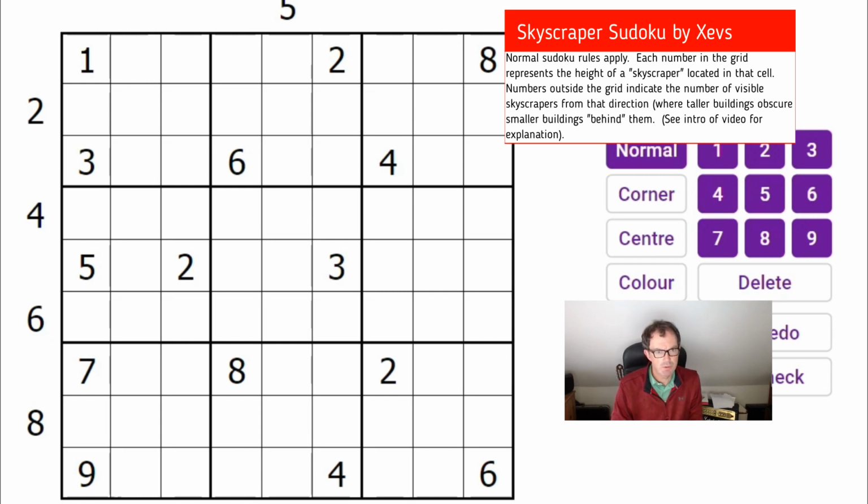Well, today we've got what looks like it could be an interesting puzzle. It's there on the screen, and this is a puzzle called Skyscraper Sudoku. Now, to solve the puzzle, we're going to need to understand the rules of skyscrapers, which some of you might not be familiar with, so I'll go through those in a moment.